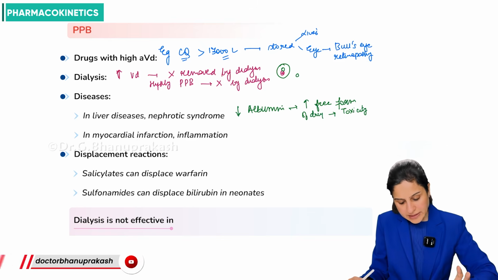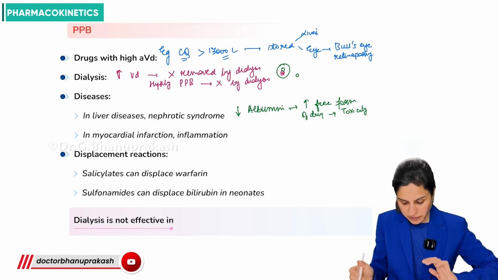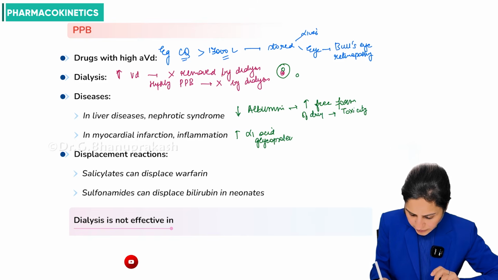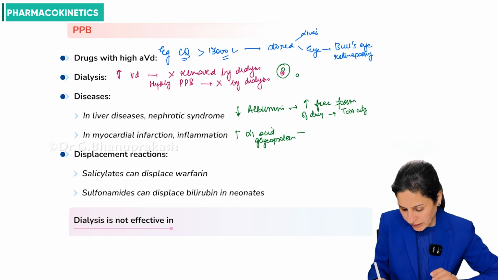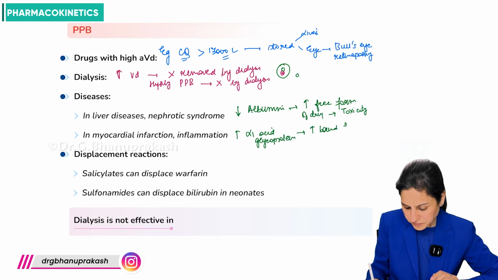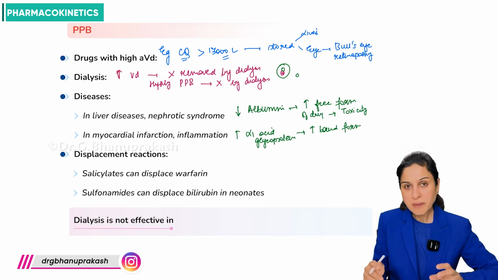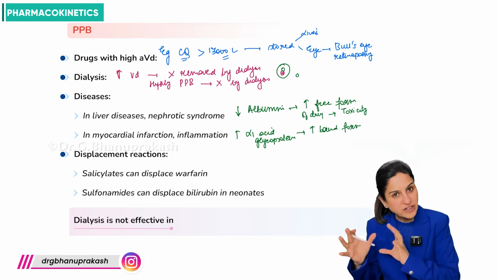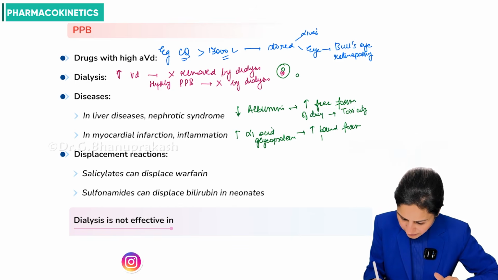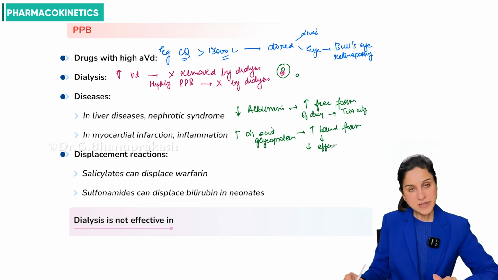While in other diseases like myocardial infarction and inflammation, there is an increase in alpha-1 acid glycoprotein. When there is an increase in the plasma protein, there will be an increase in the bound form of the drug. When the bound form is more, the free form is less, so there will be a decrease in the effect of the drug.